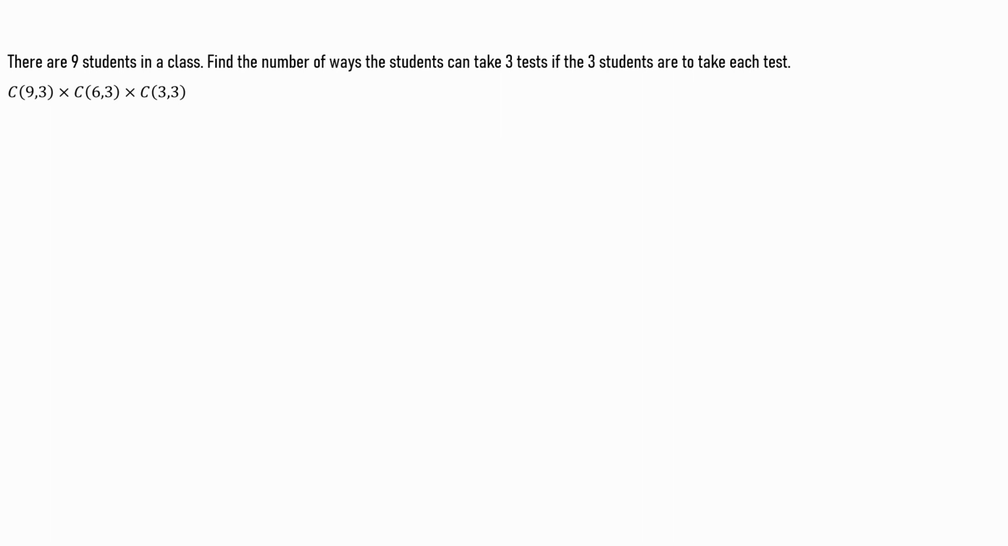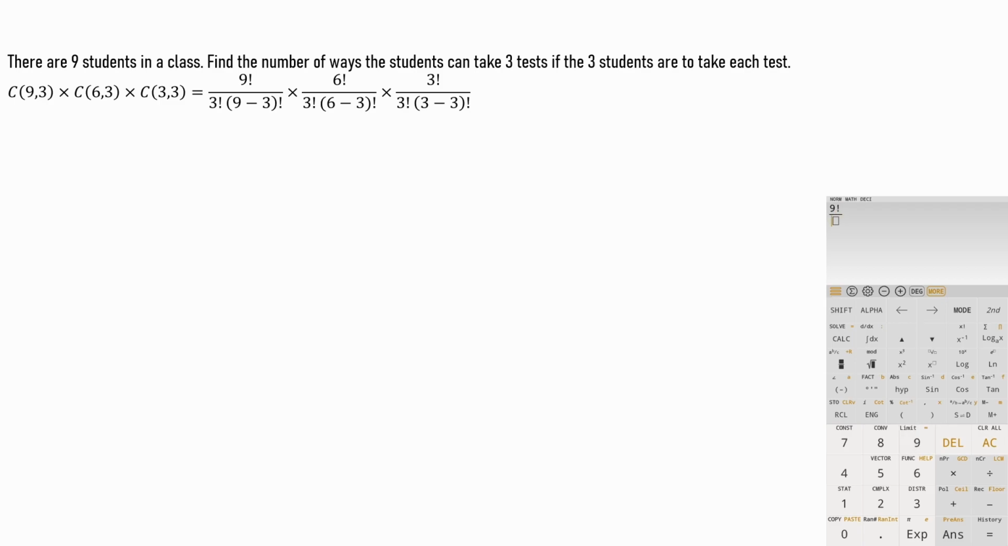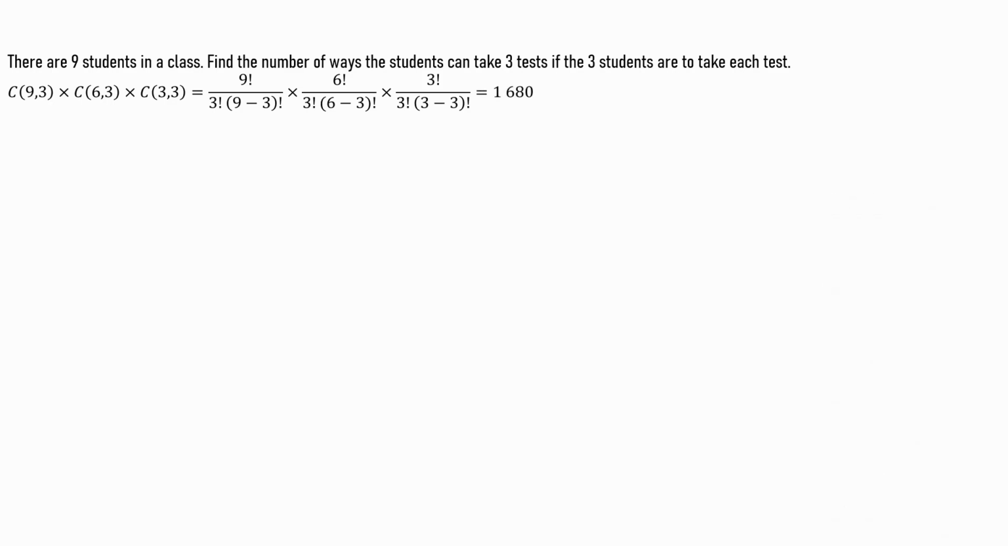Tapos yung matitira, 6 na lang. So ilang ways makakapili ng 3 dun sa 6. Yun yung sa combination ng 6 students taking 3 at a time. Tapos yung last, yung matitira, sila na yung magte-take ng pangatlong test. So kaya isang way lang yun, di ba? Combination, 3 students taken 3 at a time. So therefore, 1,680. Ganun din, pwede natin ulit gamitin yung gantong solution.